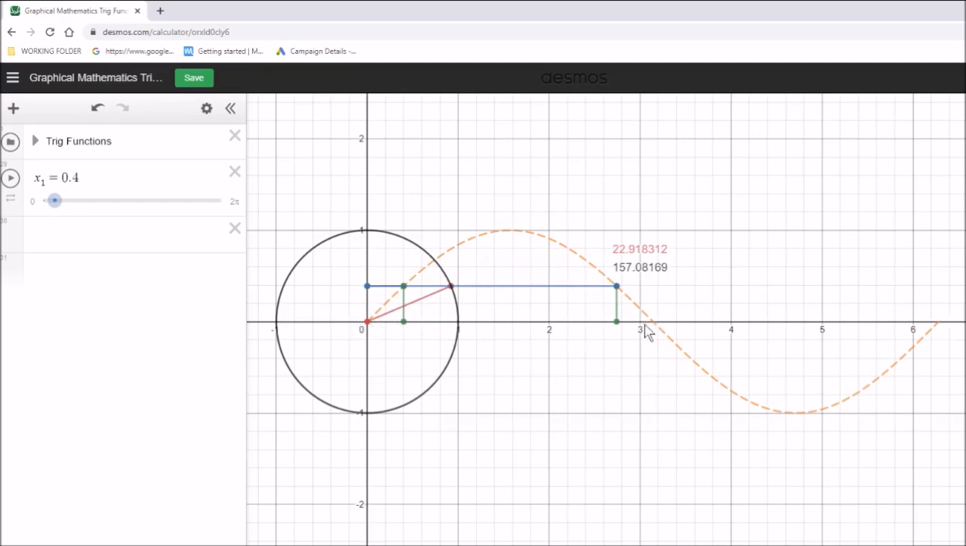So this point here is going to be 180 degrees. So if, say for example, this angle was 30 degrees, then we could work out the sine of the 30 degrees and it would be this height here. But it would also be the same as 180 minus the 30 degrees. So this point here is 180. So let's have a look and see if we can get the 30 degrees.